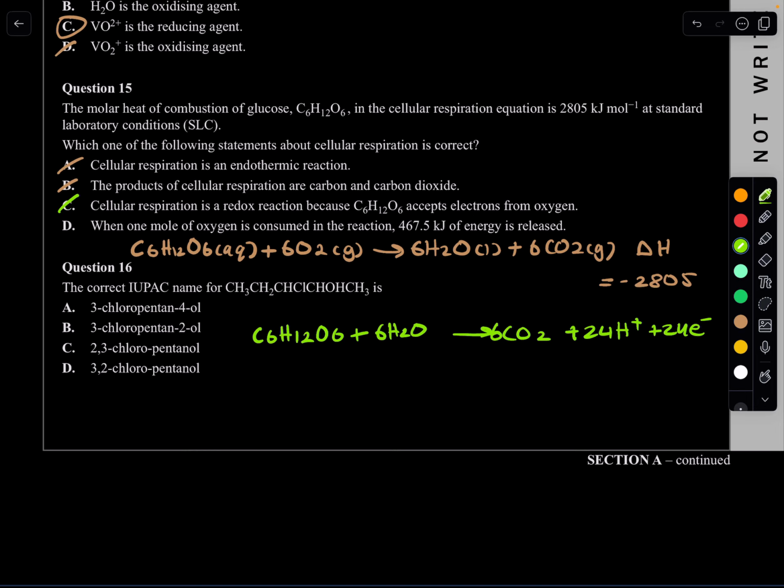D, when 1 mole of oxygen is consumed in the reaction, 467.5 kilojoules is released. Let's check that, actually. We know that when 6 moles of oxygen gas are consumed, we release this much energy. So for 1 mole of oxygen consumed, we divide everything by 6. 2805 divided by 6. Yes, 467.5. So if 1 mole of oxygen gets consumed, you release 467.5 kilojoules. So D looks correct. Beautiful.